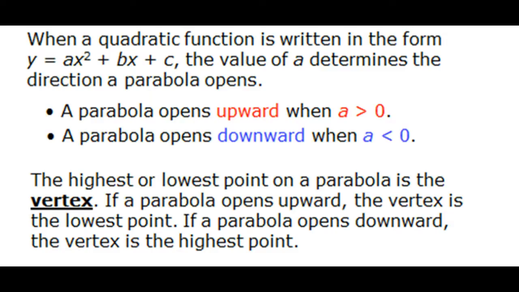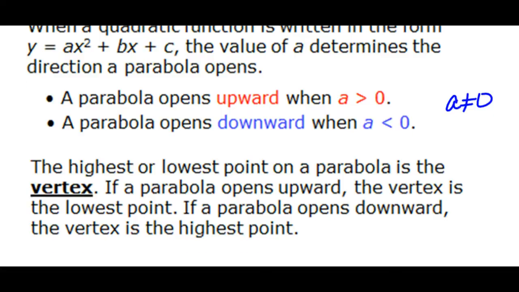Okay, when it's written in this format, you can tell the direction that the parabola is going to open by the a value. A parabola opens up when the a value is positive, greater than 0. A parabola opens down when the a value is less than 0. You'll notice that never in here do we say that the a value is equal to 0, because we know that a cannot equal 0. That is one of the restrictions.